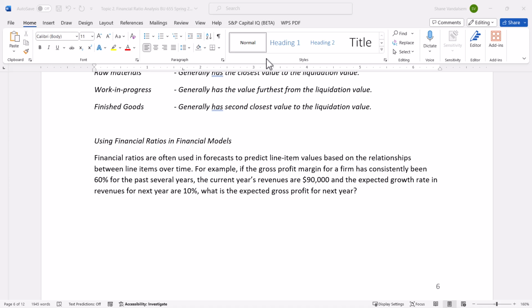Hello everyone, this is part 2 of financial ratio analysis. In this video we're going to continue talking about financial ratio analysis, and we're going to start with using financial ratios in financial models.